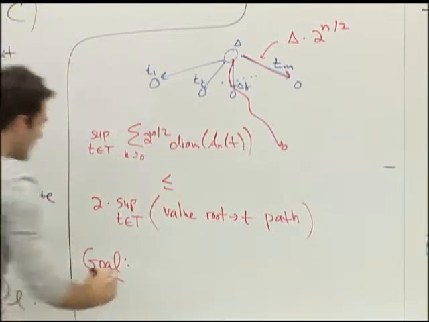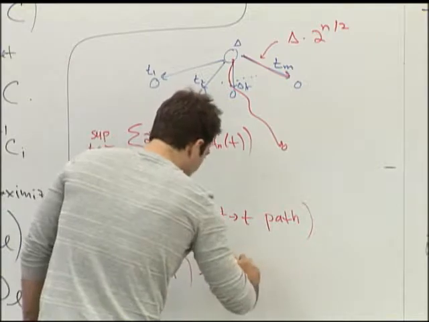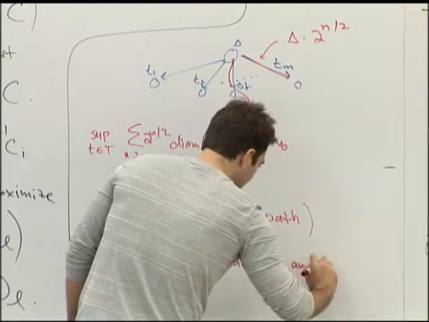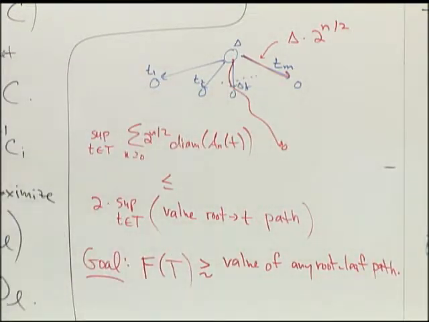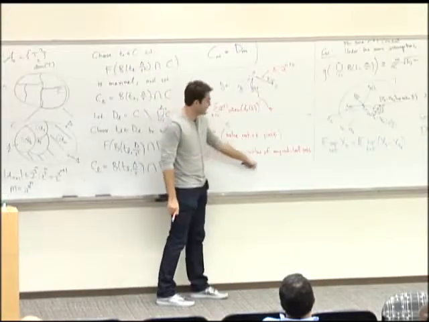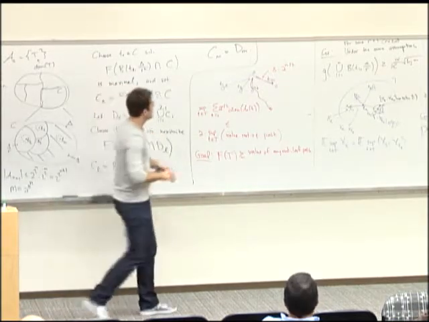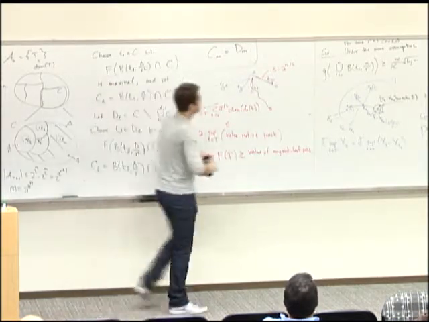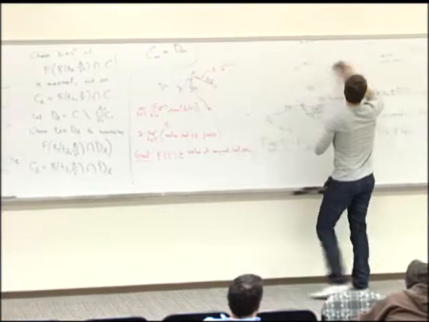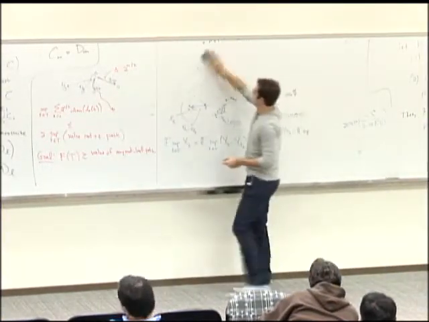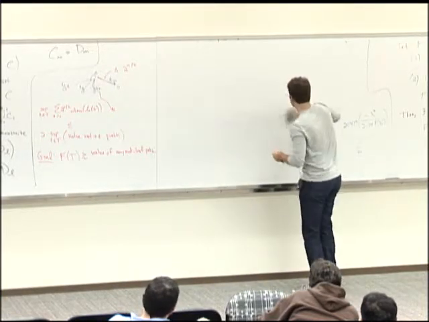So our goal now is to show that f of t is at least the value of any root-leaf path. In other words, my goal is this. You give me a root-leaf path in the tree, I prove to you that f of t is at least that value. That will prove that it's at least the supremum, which proves that it's at least this. Okay? This is the whole game. So now we need two properties. We need to make two observations about this tree. And then we're in good shape.